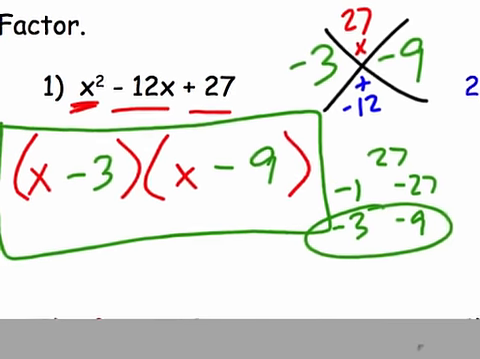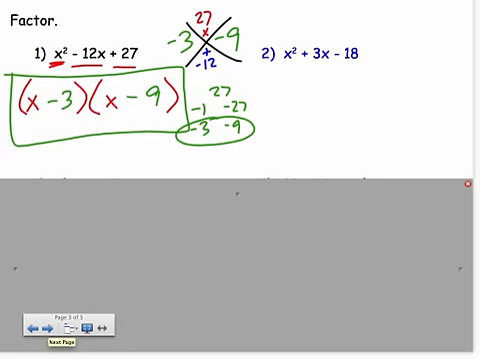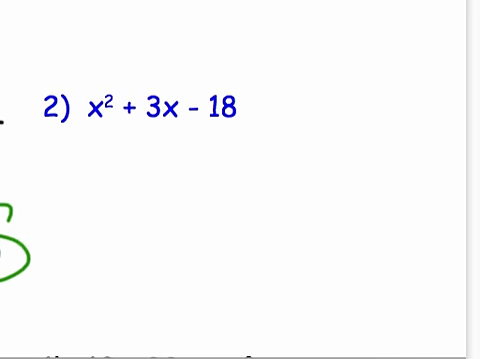There's my answer. If I went through the FOIL, I would come back to my original expanded form. So we're factoring; we're going the opposite way of FOIL. Let's take a look at another one. Same thing. I have a quadratic, right? X squared plus bx plus c. So I know it's going to factor into a product of 2 binomials.